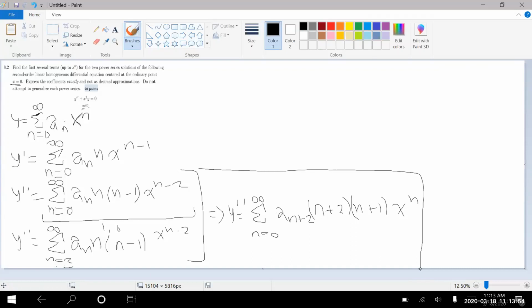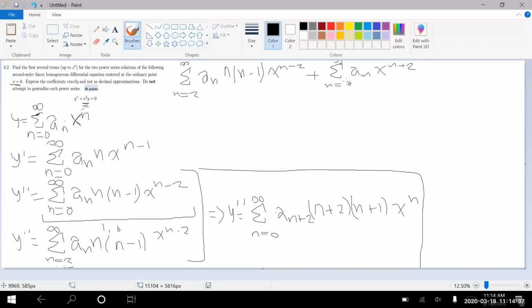You can plug in any of these forms. I'm going to start with this. So we have our summation at n equals 2 of a sub n, n minus 1, x to the n minus 2. Okay, and then distributing this x squared term, it goes in and becomes a sub n x to the n plus 2. And I forgot all the annotations on my summation, but that's okay. So n equals 0.